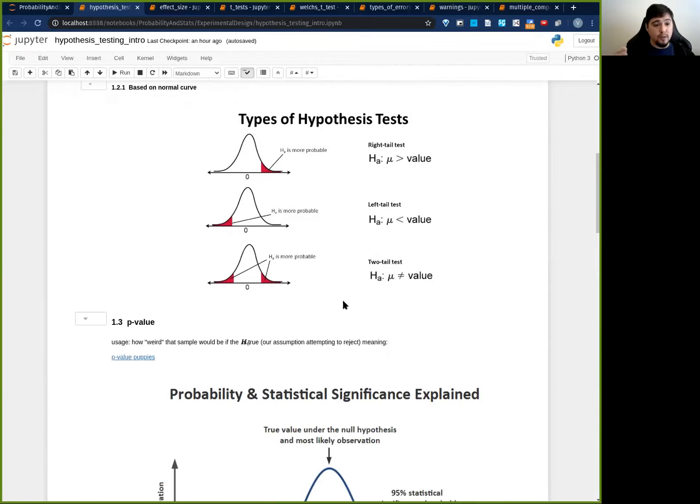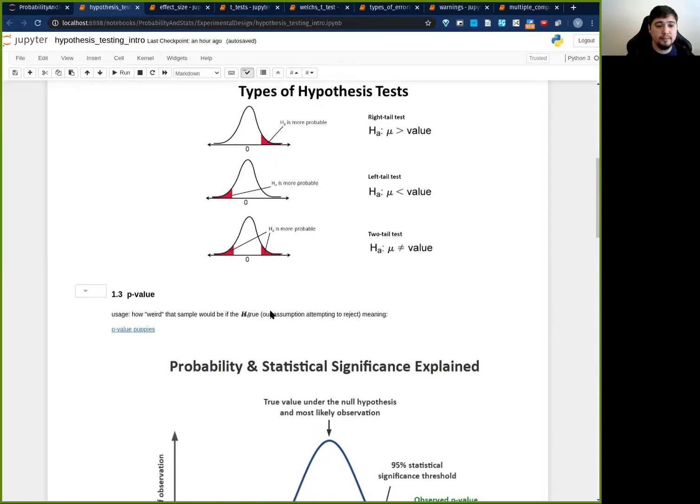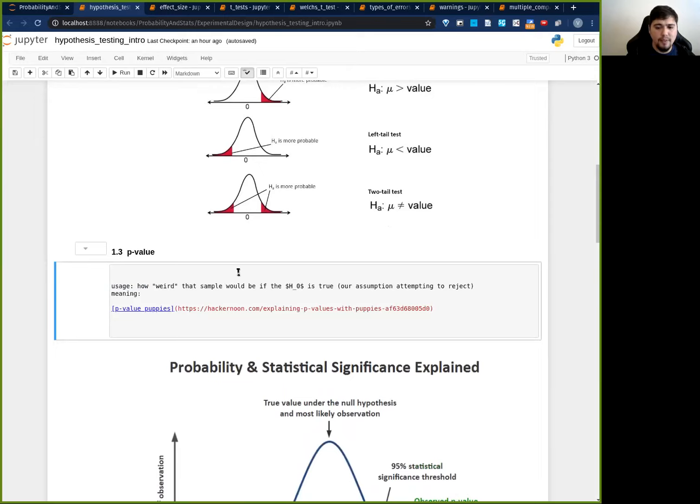Basically, is it greater than the average? Is it less than the average? Or is it not equal to the average? Okay. Those are really the three situations. So hopefully this is all making sense.